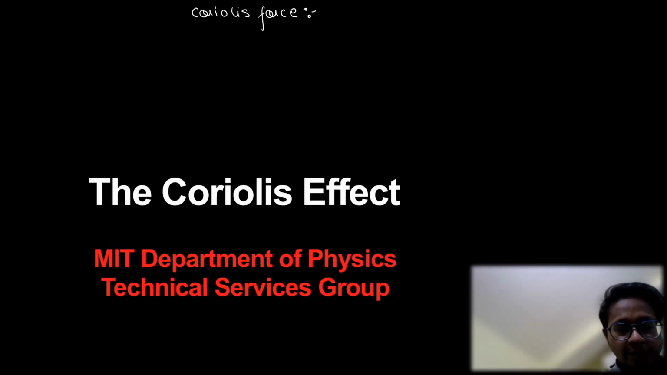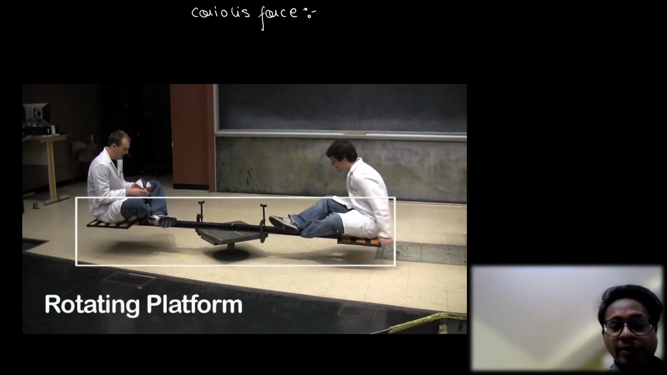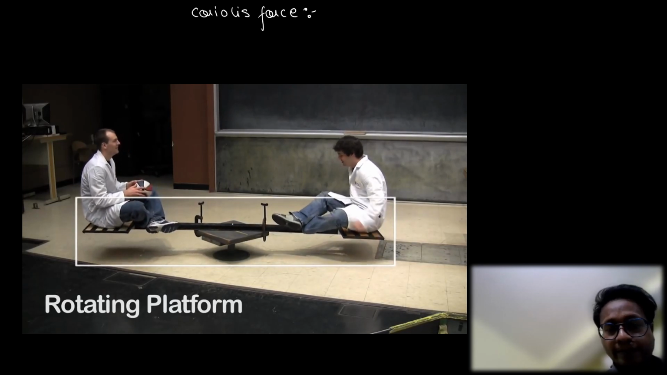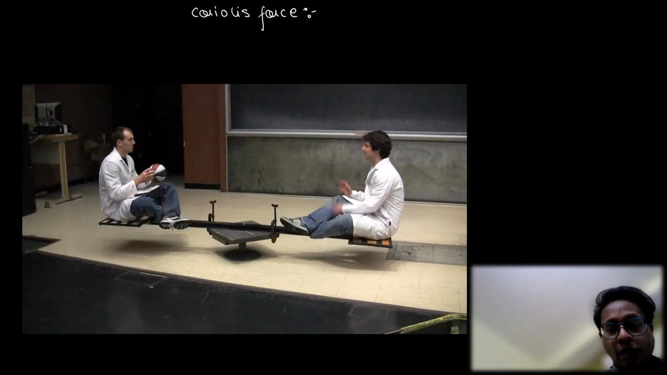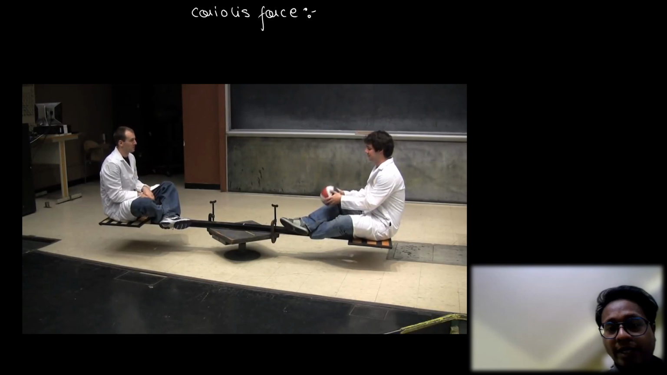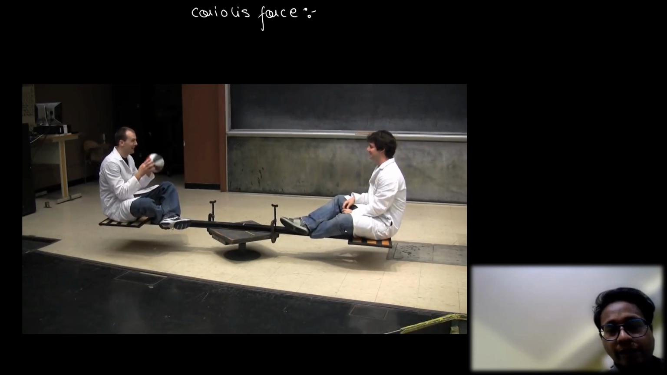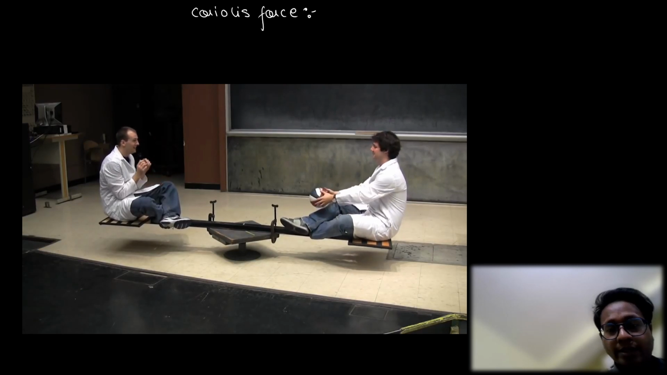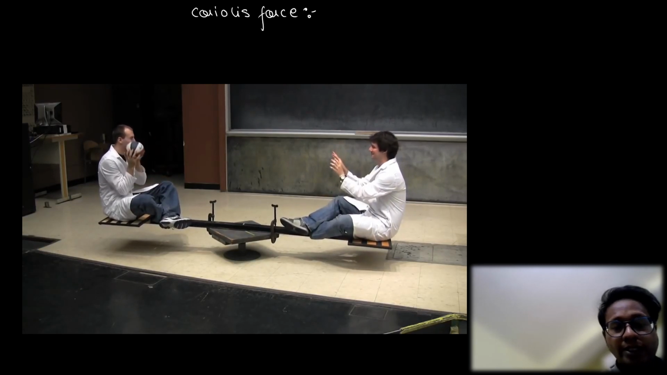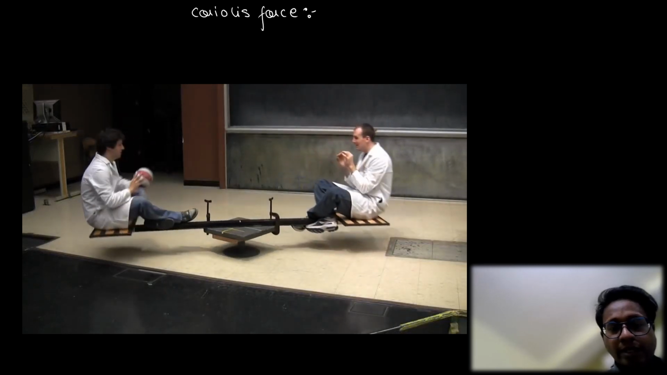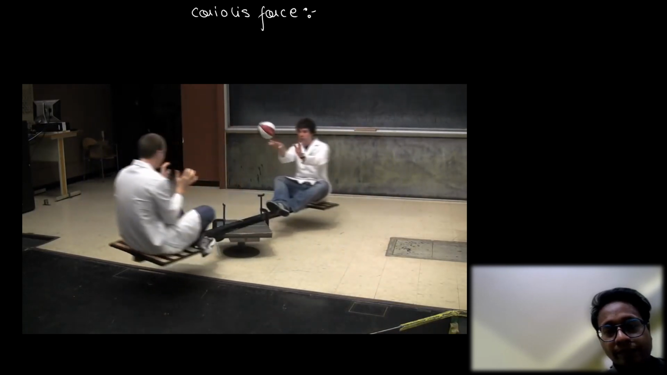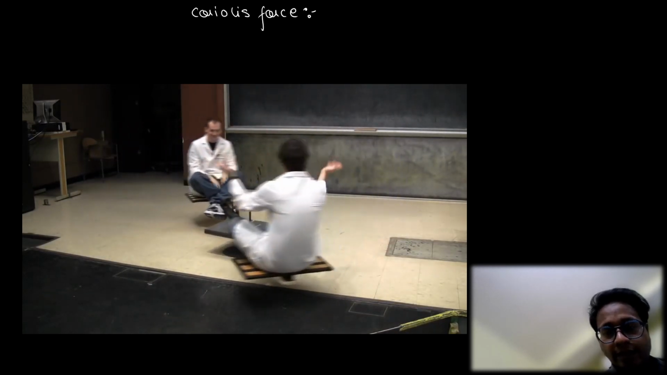This video was from MIT Department of Physics. Here are two guys throwing a ball at each other. Observe the camera. The camera is mounted at the ground. The camera is not rotating. Now what happened? See, they're throwing balls at each other in a straight line. Now they'll start their rotation.